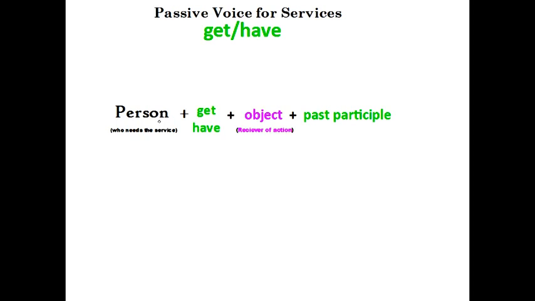I talk first about the person who needs the service. So if it's me, or if it's my friend, or if it's someone else, that's the person I talk about first. Then I use my verb get, or I can use the verb have, and there's no difference between those. Then I talk about the object, or the receiver of the action. What is the receiver? And then I use the past participle, and that's the action of the sentence.